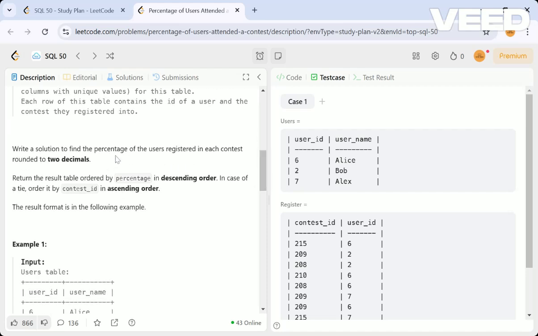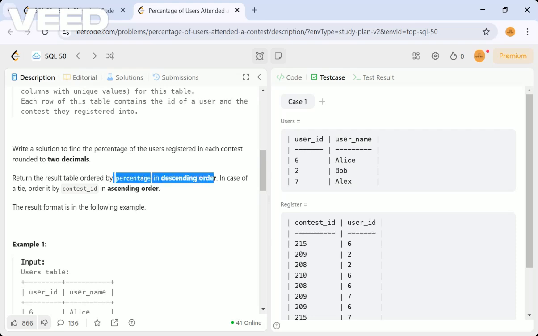Then we have to calculate the percentage. How we can calculate the percentage is: the number of times a user has registered for that particular contest, that count we have to take, divided and multiplied with 100. If we do that part, we will get a percentage, and by using that we have to do the order by. That is what they are asking.